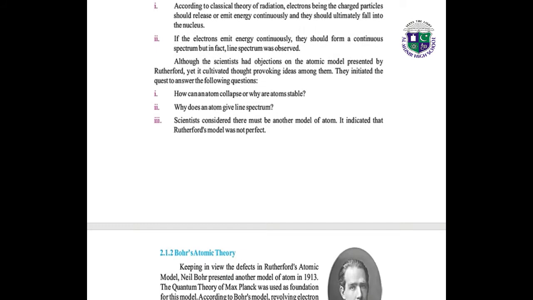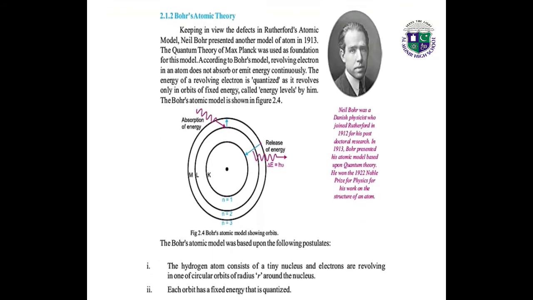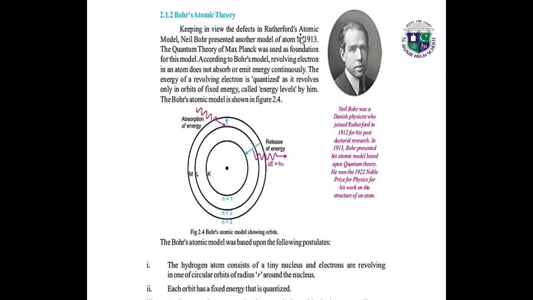Next we have Bohr's atomic model. Keeping in view the defects of the Rutherford atomic model, Niels Bohr presented another model of an atom in 1913. The quantum theory of Max Planck was used as a foundation of this model. According to Bohr's model, a revolving electron in an atom does not absorb or emit energy continuously. The energy of a revolving electron is quantized as it revolves only in orbits of fixed energy called energy levels.